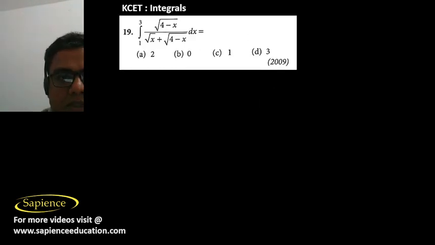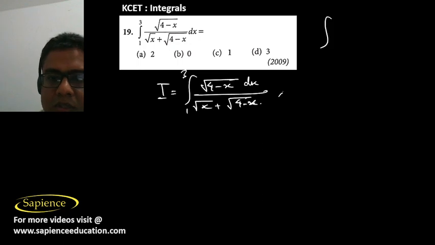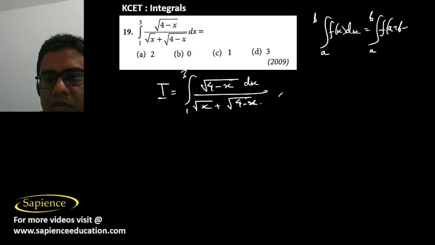Question number 19. You have to find the integral I, which is the integral from 1 to 3 of root over 4 minus x dx divided by root over x plus root over 4 minus x. Now we know the rule: the integral from a to b of f of x dx is equal to the integral from a to b of f of a plus b minus x dx.